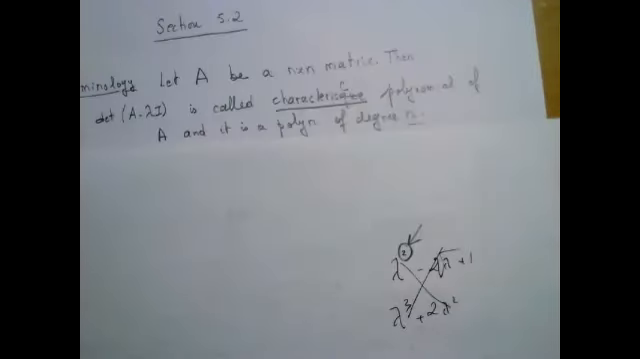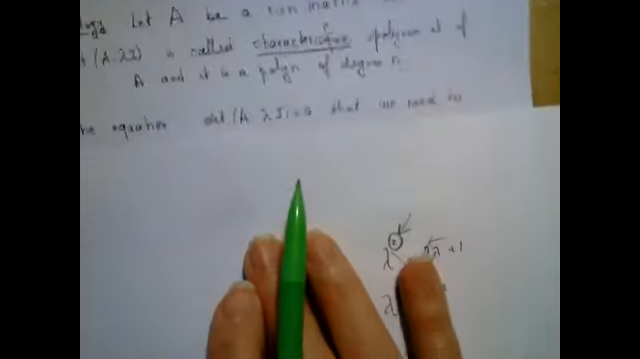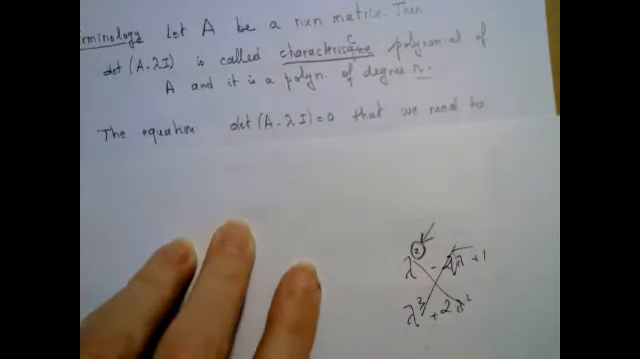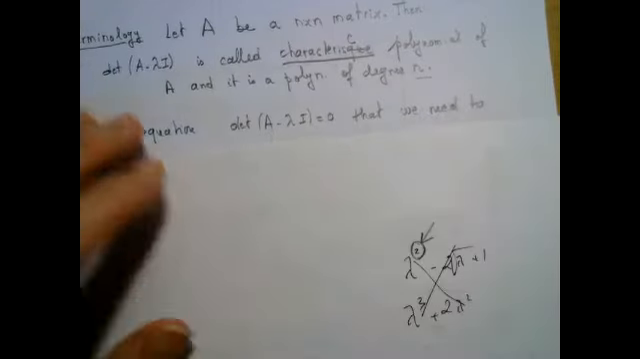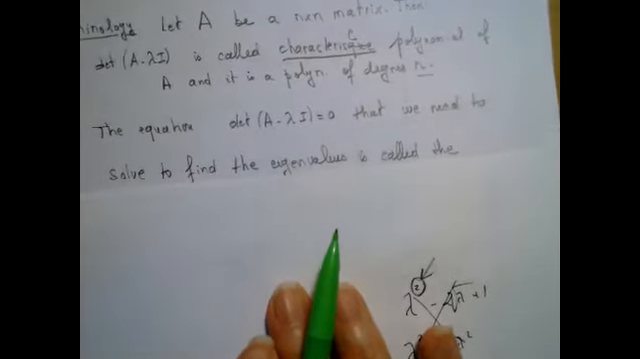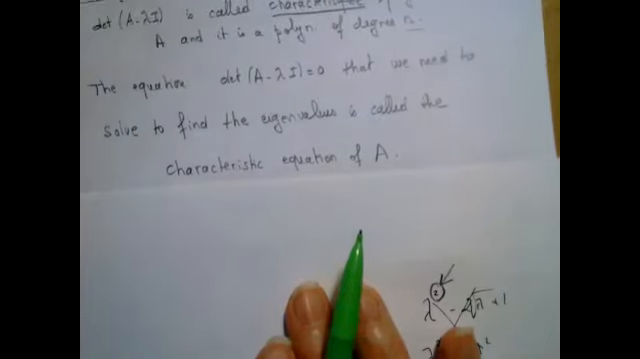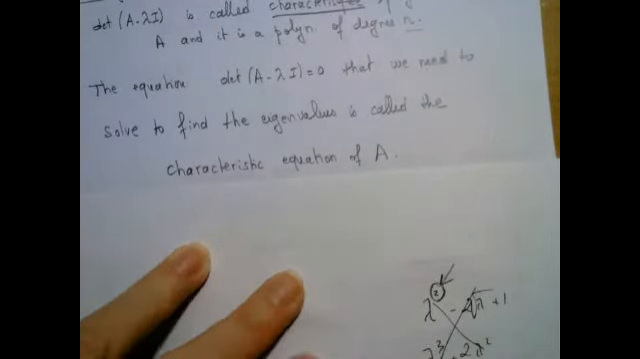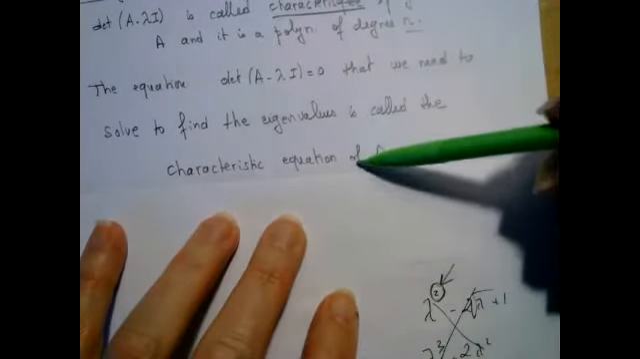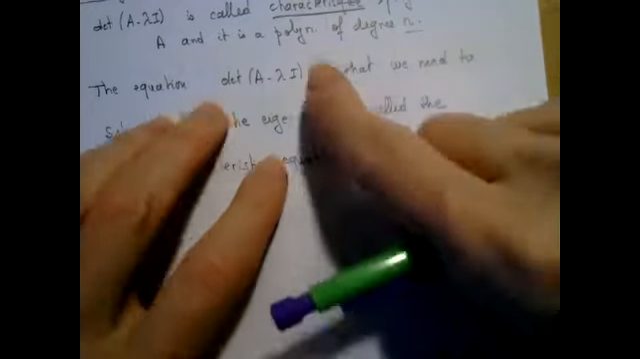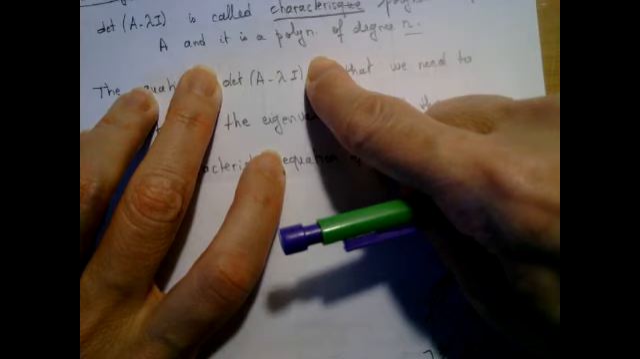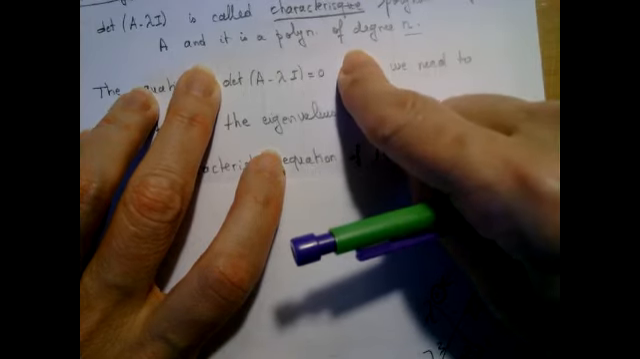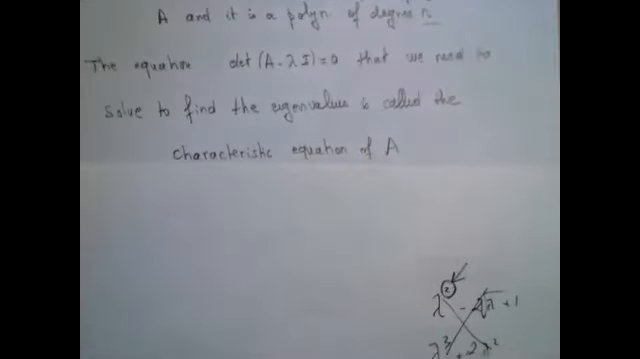Which equals lambda to the power 3. Now, the equation we need to solve for the eigenvalue, the equation A minus lambda I equal to 0, is called the characteristic equation of A. So it's a bunch of terminology that we have to know. We call this the characteristic equation. So the determinant by itself is called the characteristic polynomial. The equation we call the characteristic equation of the matrix A. Now a little bit more terminology.